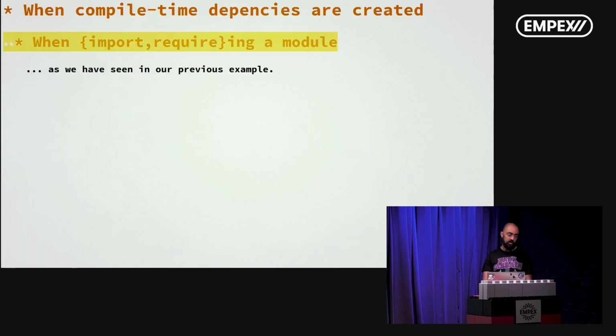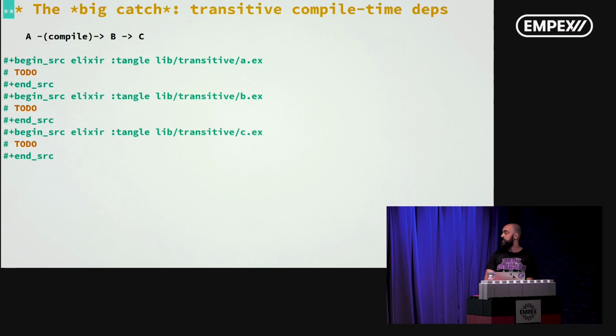When you import or require a module, you will automatically create a compile time dependency, as we have seen in our previous examples. The big catch here is the transitive compile time dependencies, which are not shown by xref. If you have A, which depends on B, compile time, but B depends on C, runtime, if C changes, A will need to be recompiled. That's the biggest catch. If you're going to take something from the talk, remember this. And I'm going to demonstrate why that is.